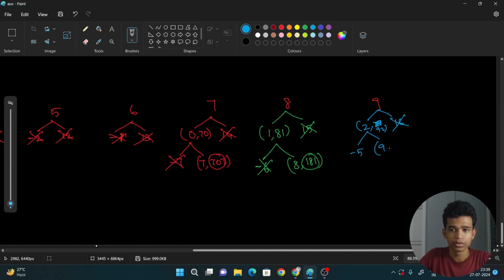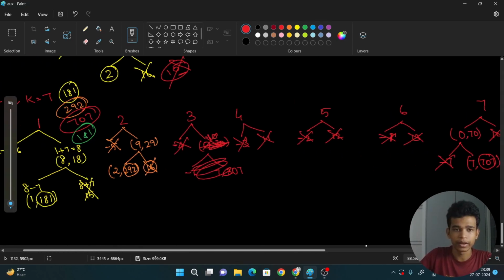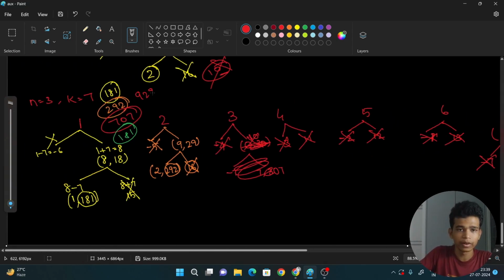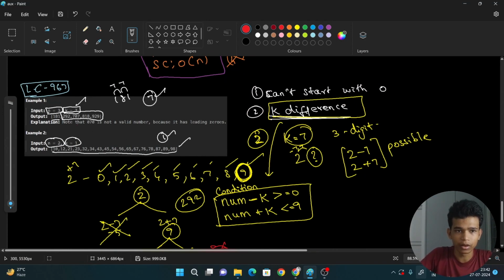Again 9. So if I add this 9 to 92, 929 will be my current value, and this cannot be further traversed. So this current value will be my answer, right? So 929 is also my answer. So these all 5 are my possible answers, right? So that's why they have given in the question these all 5. Hope you understand, right? Okay.